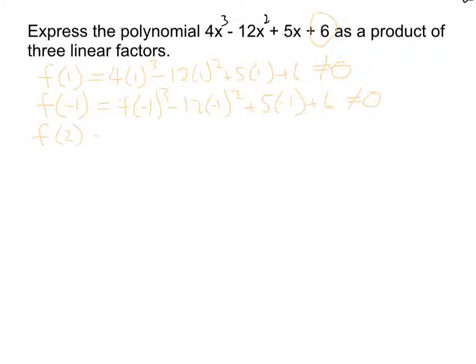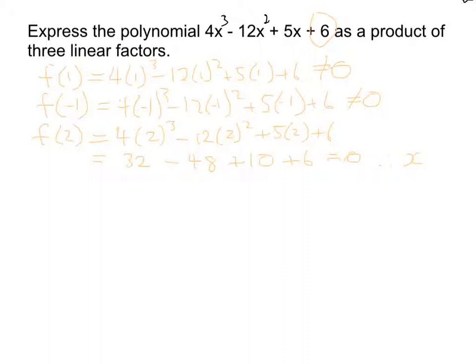So the function of 2 is 4 by 2 cubed, take away 12 by 2 squared, plus 5 by 2 plus 6. Now, numbers other than 1 I find a bit hard keeping in my head, so this is going to be 2 cubed is 8, 4 times 8 is 32. Take away 2 squared is 4, 4 times 12 is 48. 5 times 2 is 10. And then we've got the 6 on the end. And if we add those all together, 32 take away 48 is -16, plus 10 is -6, plus 6 is equal to 0.